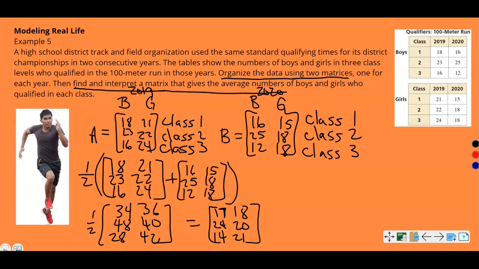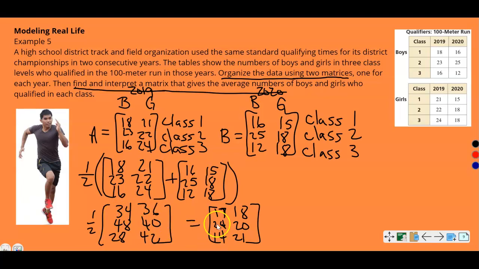All right, so this matrix represents the average number of boys who qualified in each class. Oh, I was thinking these were their times. Okay, these are not their times. I was going to say, whew, those are pretty slow times for the 100 meters. But that's how many boys and girls actually qualified from each division. That makes a lot more sense than that being their running times.